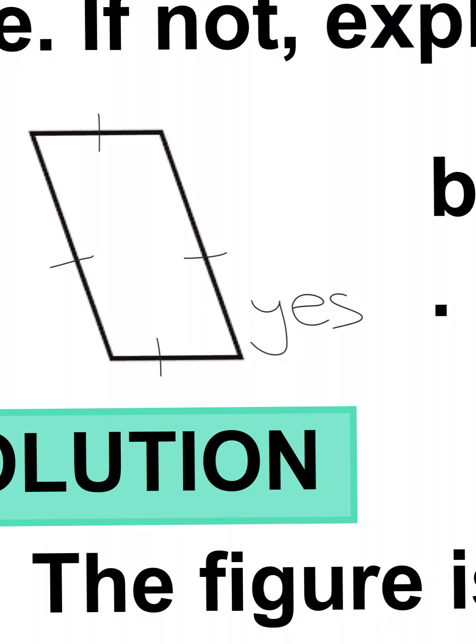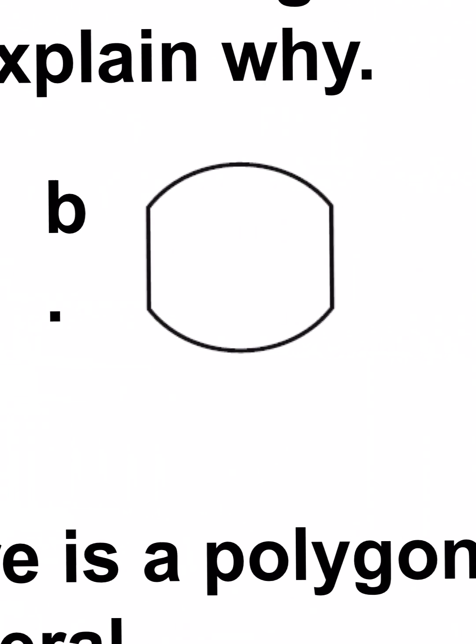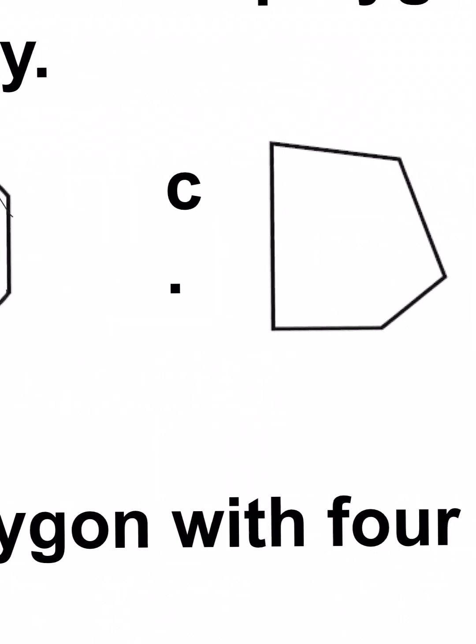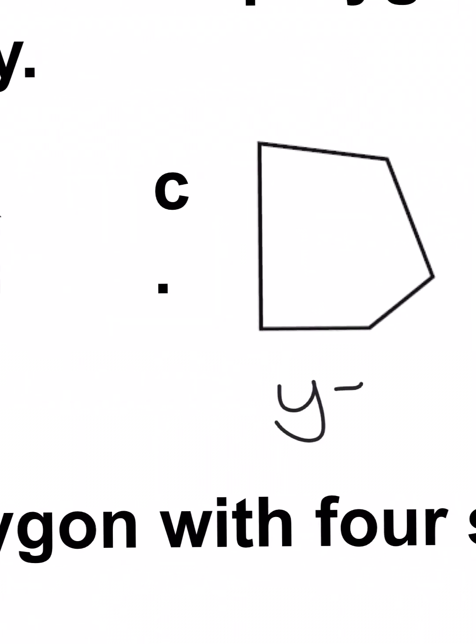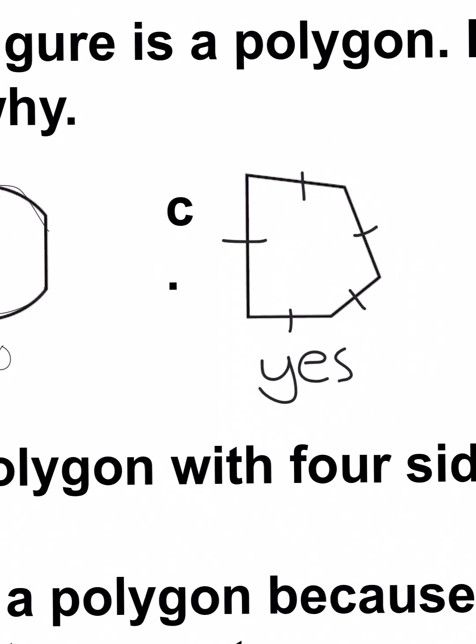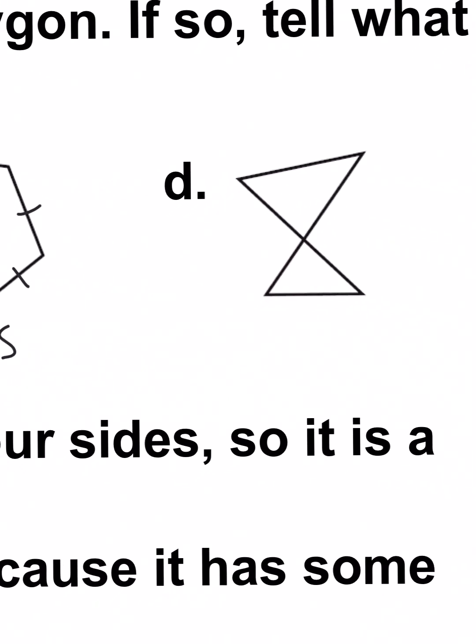Okay? B, yes or no? Polygon? No. Why not? Has those curved edges. Okay, what about C? Yes. What name could we give that? How many sides does it have? 5. Has 5 sides, so what could we name it? Pentagon. Yep. D, why no? Right, this intersection ruins it, okay? Polygons cannot intersect.